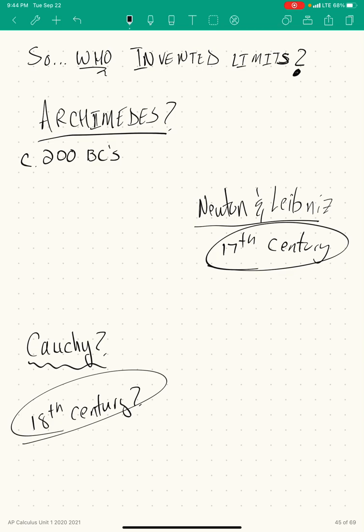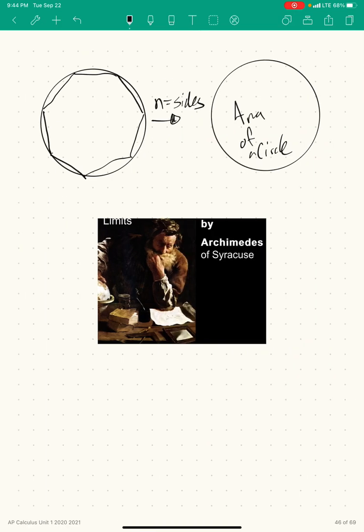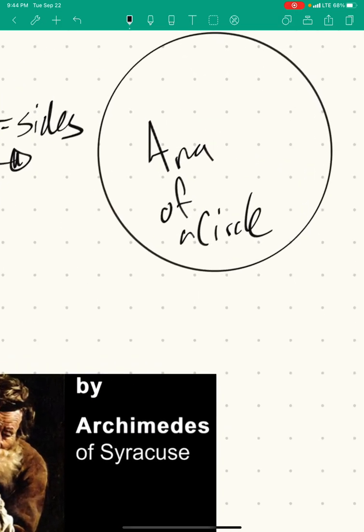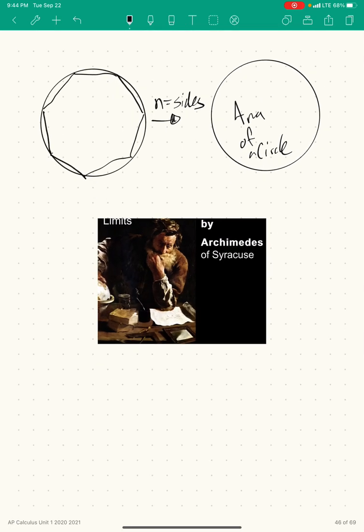Archimedes, circa 200 BCE, actually touched on limits when he was looking to calculate the area of a circle. And his process was to consider a polygon inside a circle. So a polygon inscribed in a circle, such as you see here.